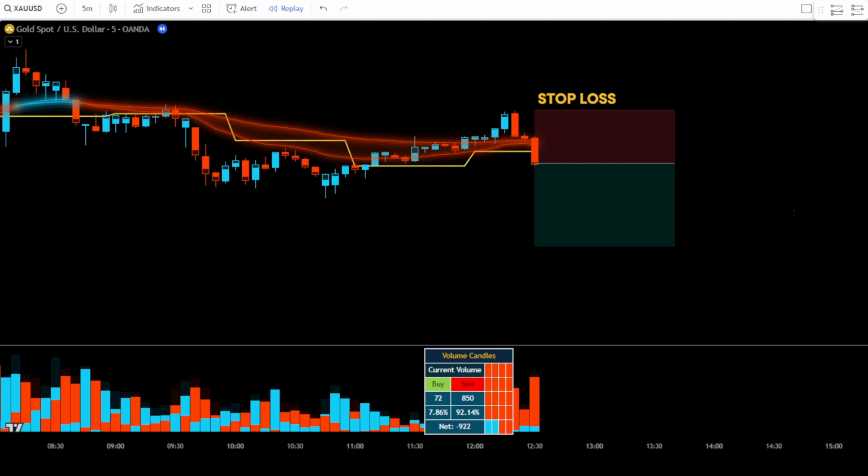Place a stop loss at the last swing high. Use a take profit target with a risk and reward ratio of 1 to 1.5.